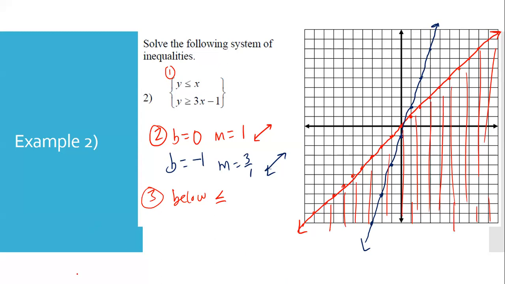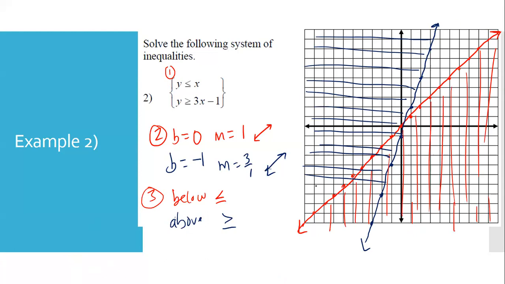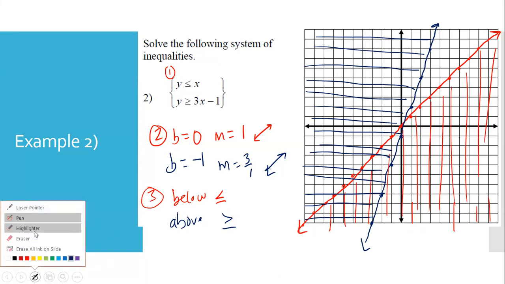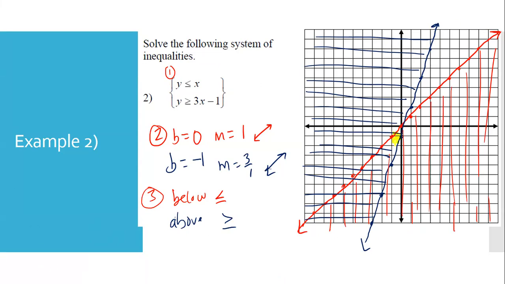For my blue, it's going to be shaded above because it's greater than or equal to. Do we see that? So I'm going to shade above the blue line. And where do my two intersect? Right here in the third quadrant. Good job, Randy. That is my solution.